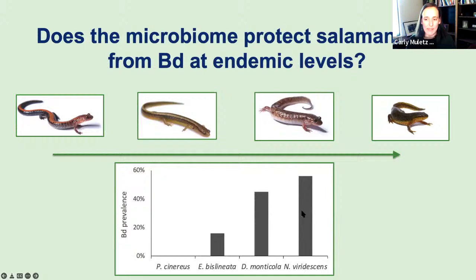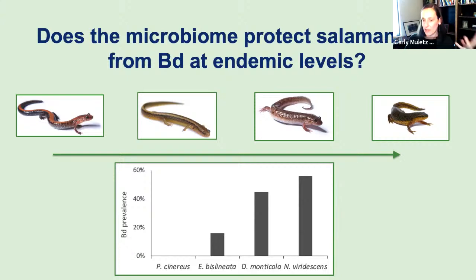And those 4 species that we sampled, we're asking, does the microbiome protect salamanders from BD at endemic levels? So these are our 4 species, and here is the prevalence of those salamanders. No redback salamanders were found infected, about 20% of two-line salamanders, 40% of desmogs, and about 60-some% of the newts. So increasing prevalence of BD.